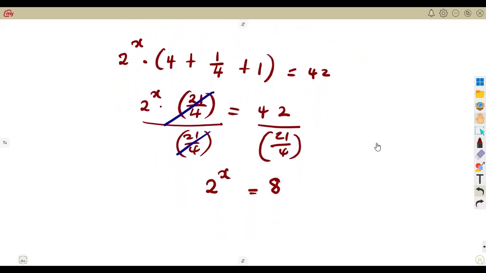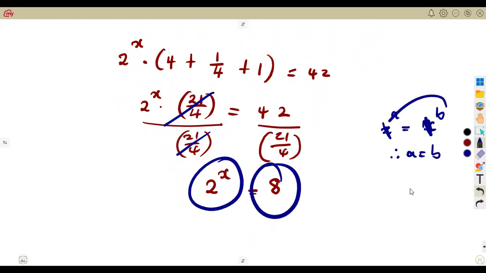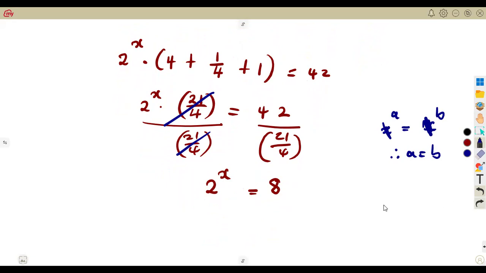Remember that if x to the exponent of a is equal to x to the exponent of b, if these bases are the same, the exponents automatically will be equal. So if we've got the same base on these numbers, we can use this concept. So which base can we use? 2 is already in simplest form. So let us use that base of 2.